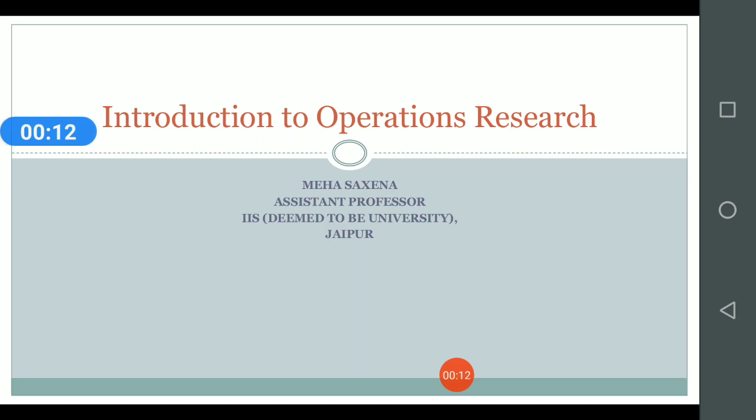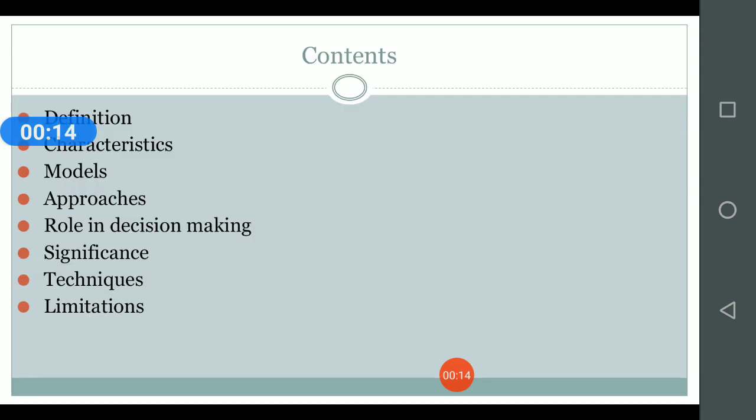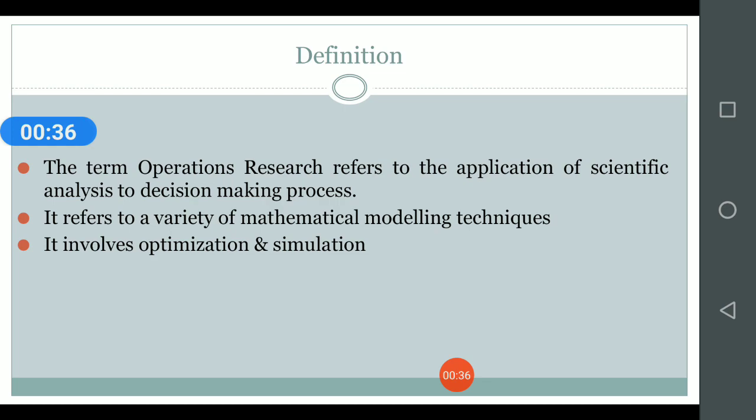Introduction to Operations Research. In this PPT, we will be discussing the definition of operations research, the characteristics of operations research, the different models and approaches of operations research, that is OR, its role in decision making, its significance, techniques, and limitations.